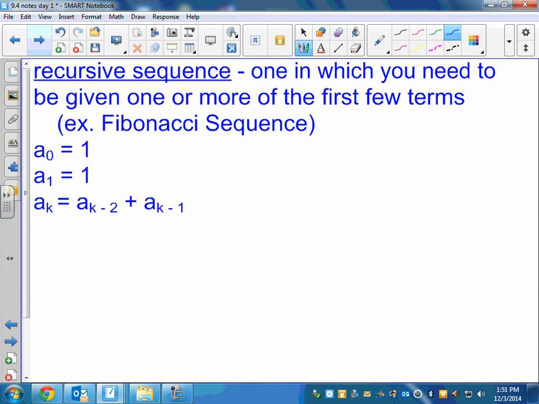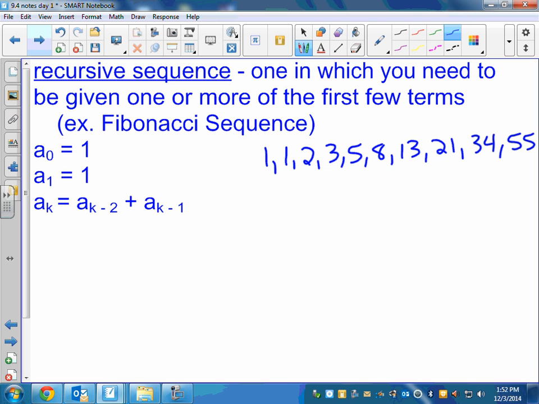But the Fibonacci sequence is probably the most famous sequence, especially recursive sequence. Obviously, Fibonacci is the one responsible for the Fibonacci sequence. Here's the Fibonacci sequence: 1, 1, 2, 3, 5, 8, 13, 21, 34, 55. That's the Fibonacci sequence.